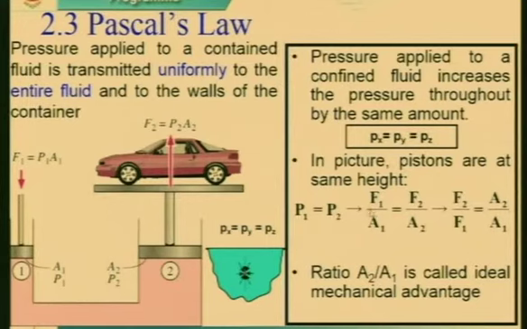For example, this is 10 by 1 and this is 1000 by 100. What is the ratio? 10 by 1 is 10, and 1000 by 100 is 10. It means on one side you have F1 as 10 and area as 1. In this case, force will be 1000 and area is 100. So, this concept is used as an ideal mechanical advantage. This is very important. We use this concept to lift heavy machines using Pascal's law.